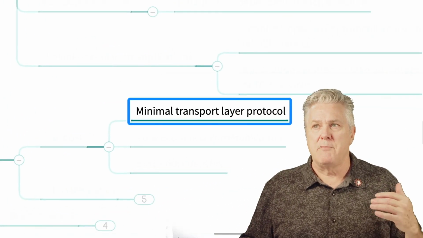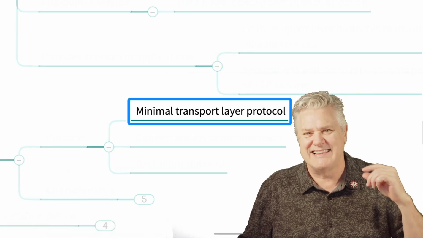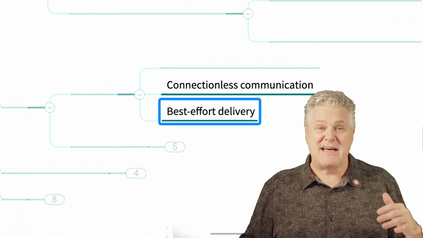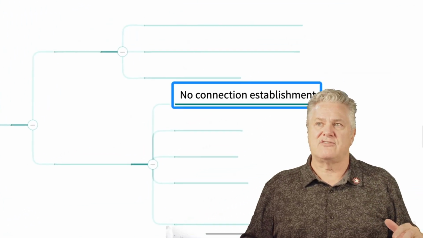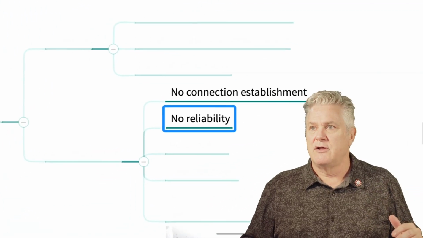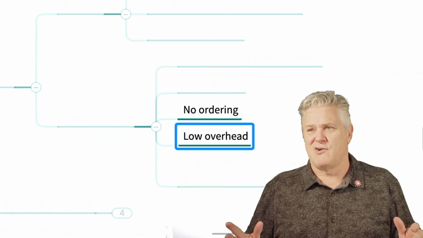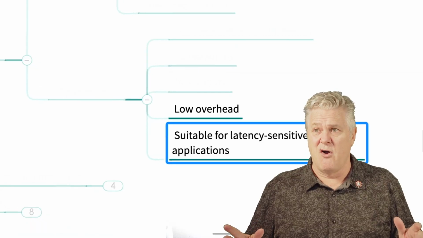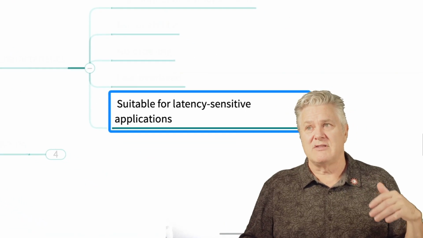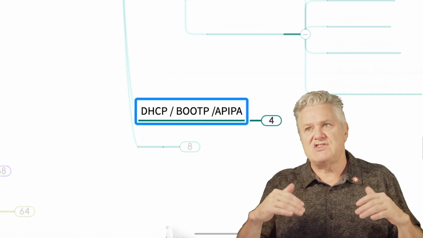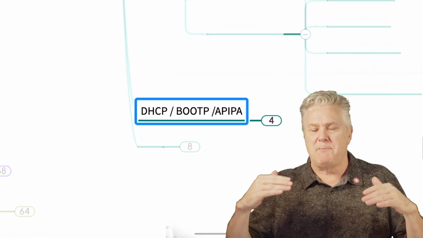Its purpose is to be a minimal transport layer protocol. What's the least that we can do here? It is connectionless communication. It is best efforts delivery. Its characteristics are no connection establishment, no reliability, no ordering. This doesn't feel like a very good protocol, but the reality is it's got low overhead and it's suitable for latency sensitive applications.